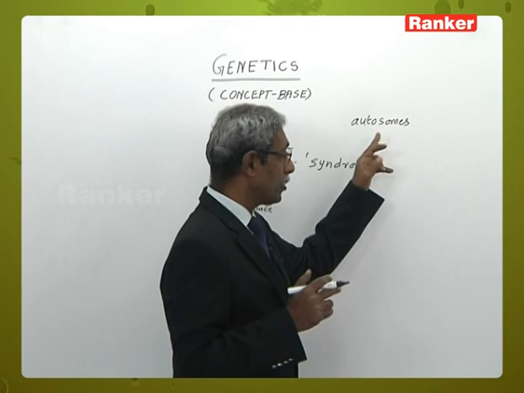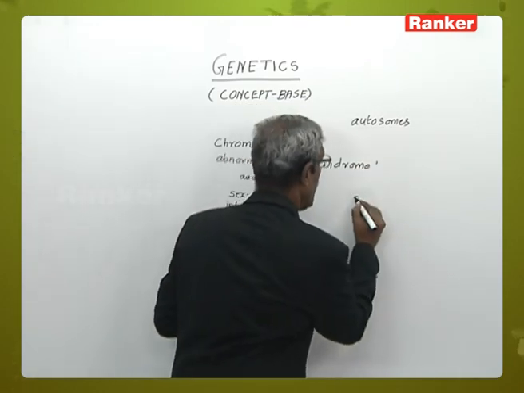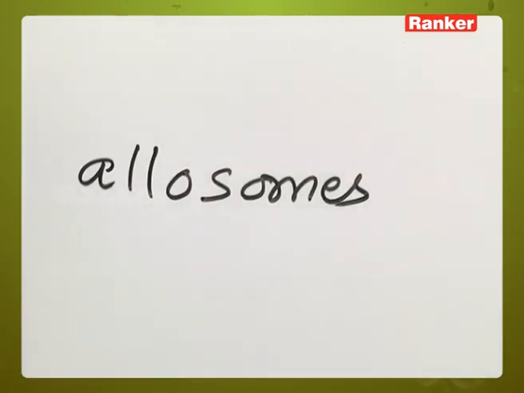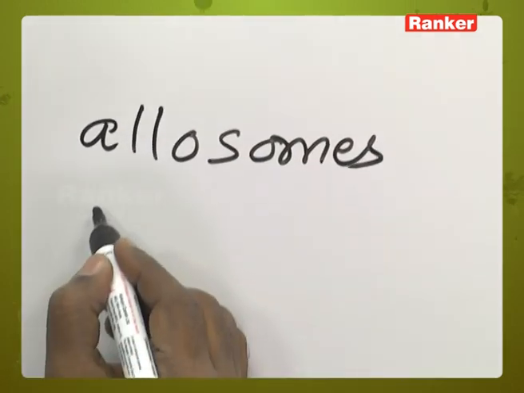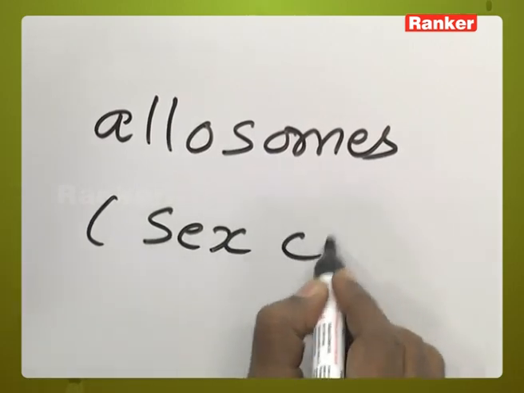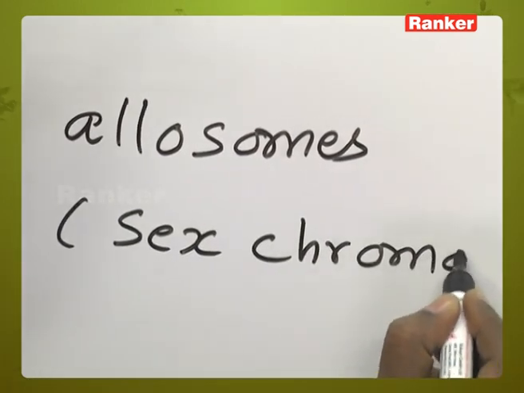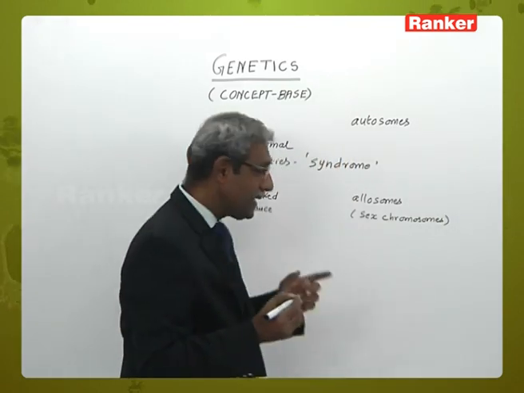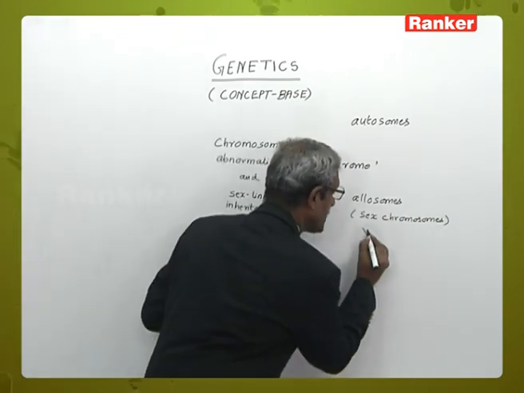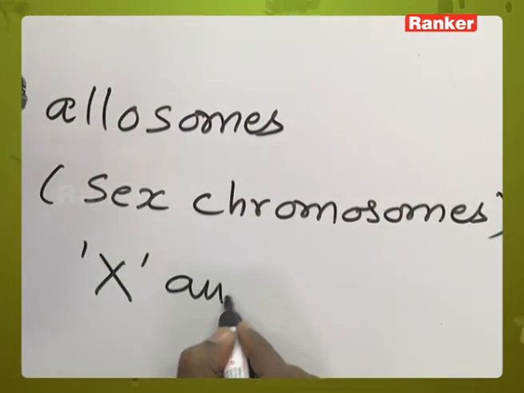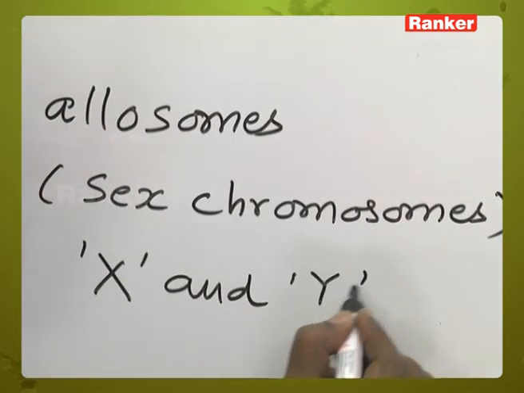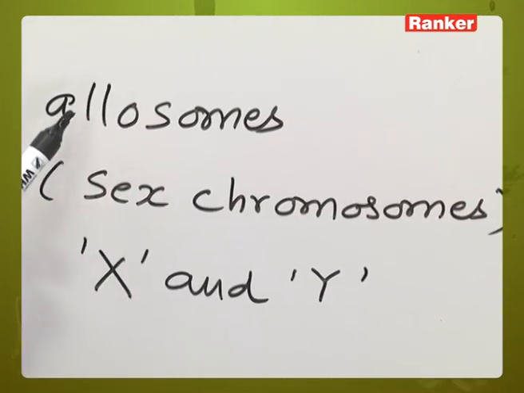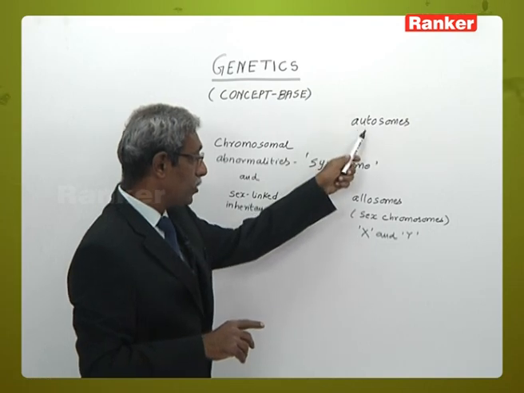In addition to the autosomes, we also have the allosomes. The allosomes are otherwise termed as the sex chromosomes, and the sex chromosomes include the X and the Y chromosomes. So the X and Y chromosomes, or the sex chromosomes, are called the allosomes. Then we have the autosomes.